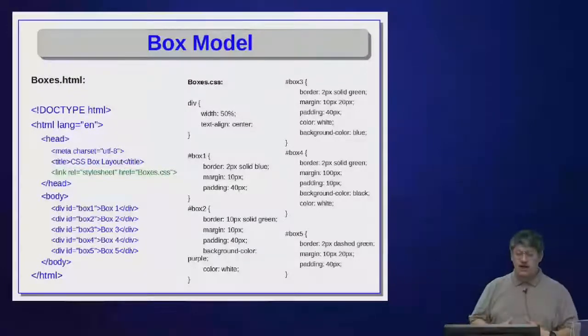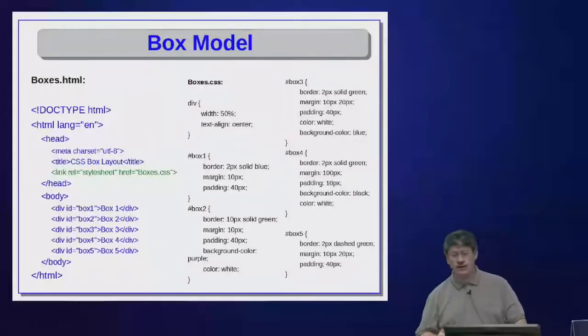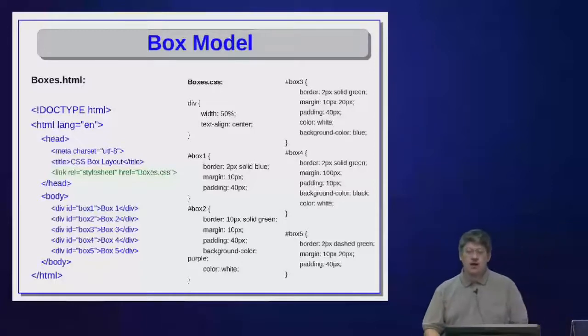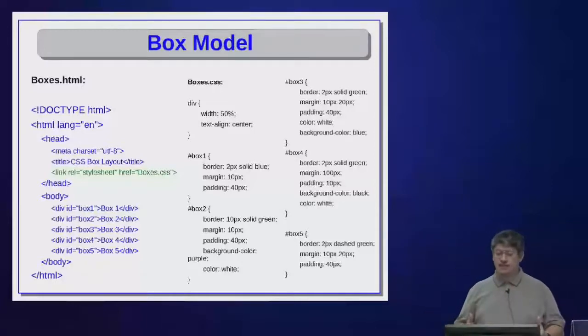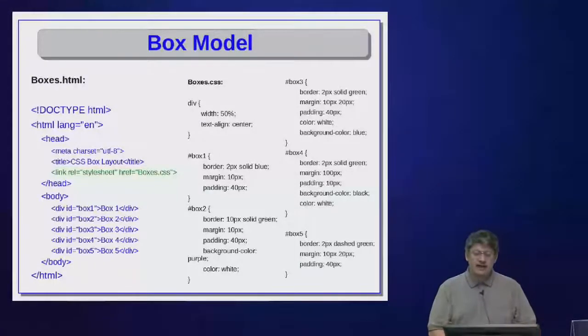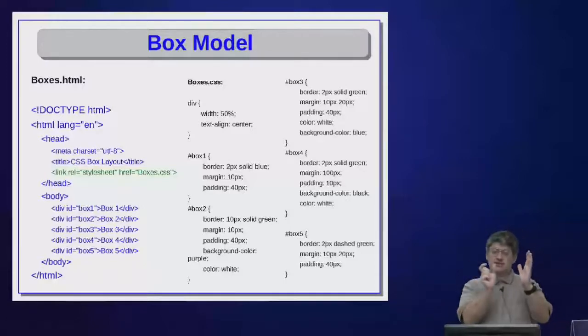In the body section, I've made 5 divs, box 1, box 2, box 3, box 4, box 5, and I've given each one a unique ID, box1, box2, box3, box4, box5, lowercase. In the middle column and the right column, I've given you some CSS for styling the boxes. So first of all, I have a rule that says take all of the divs, all 5 boxes, give them width 50%. That means that they're going to take up exactly half the page. And text-align center says that within that 50%, center the text.